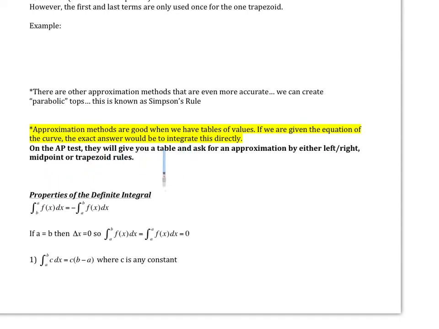On the AP test, they will give you tables and ask for approximations, either left, right, midpoint, or trapezoid. And guess what? They won't make delta x uniform. So you'll have to find every single rectangle separately. You'll have to find every single trapezoid separately.